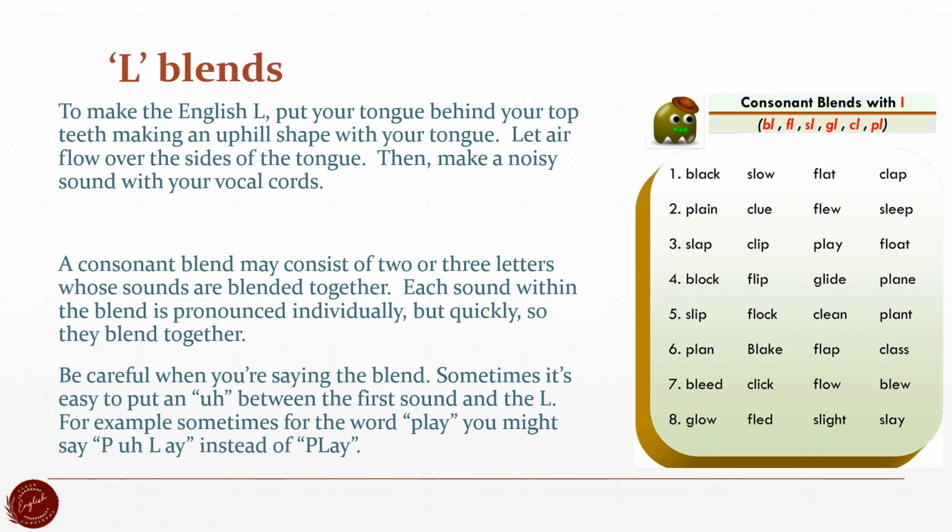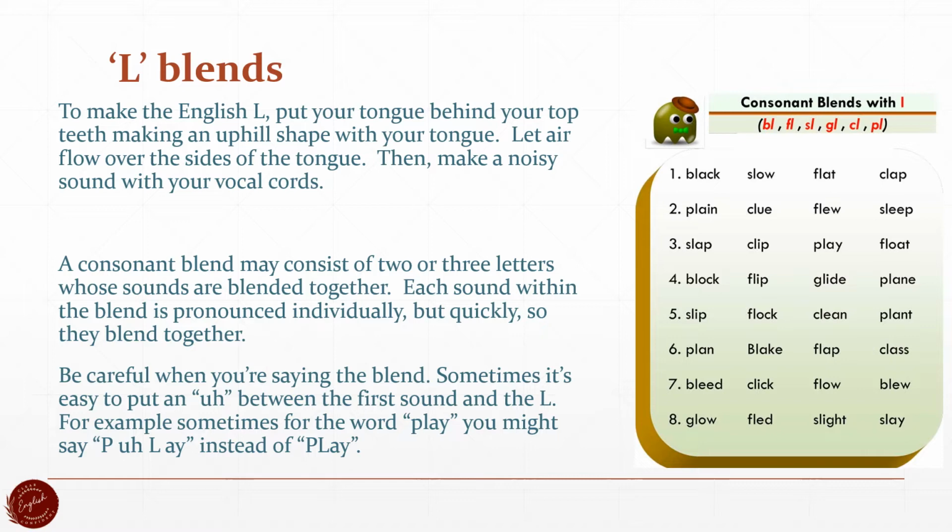Many languages have an L sound while some do not. In English, the L may sound a little bit different than it does in other languages. To make the English L, put your tongue directly behind your top teeth, making an uphill shape with your tongue. Let the air flow over the sides of your tongue and then make a noisy sound with your vocal cords.